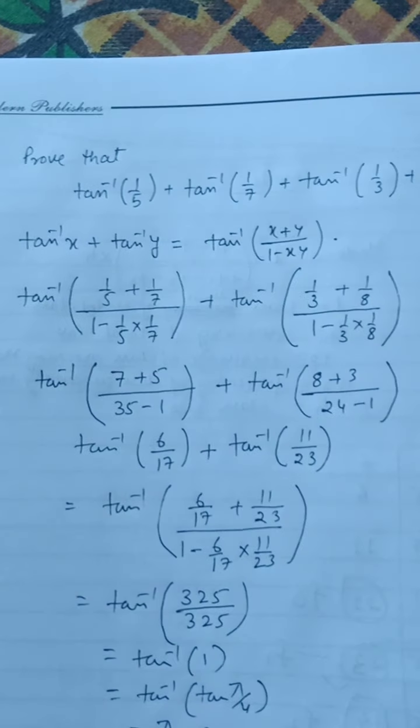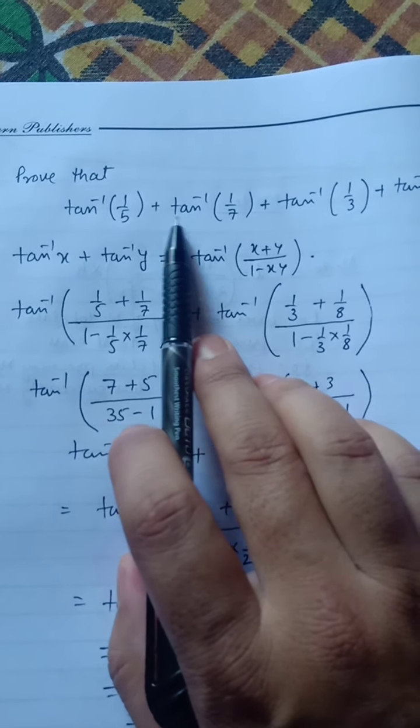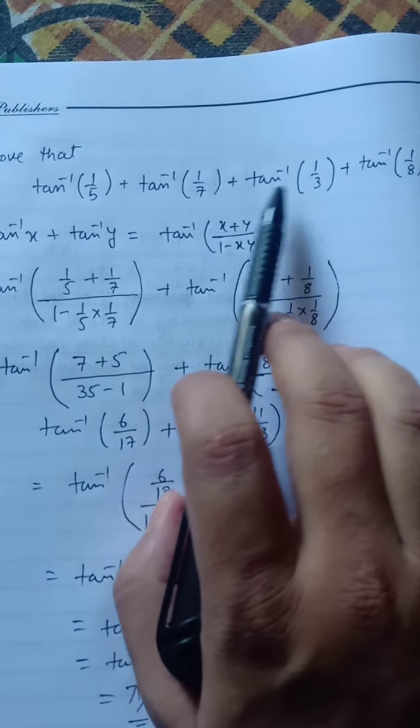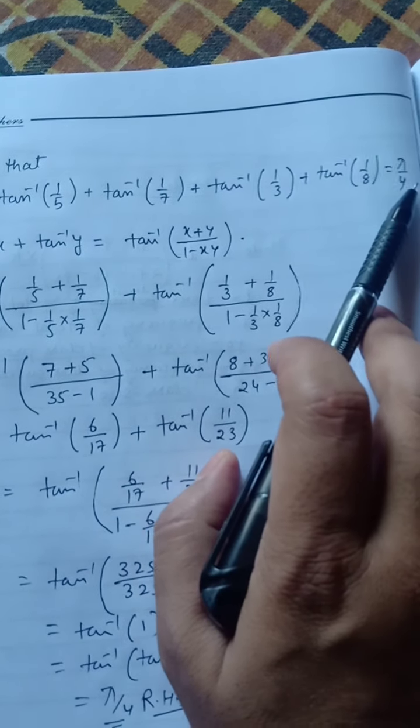One of the problems is: prove that tan inverse 1 upon 5 plus tan inverse 1 upon 7 plus tan inverse 1 upon 3 plus tan inverse 1 upon 8 is equal to pi by 4.